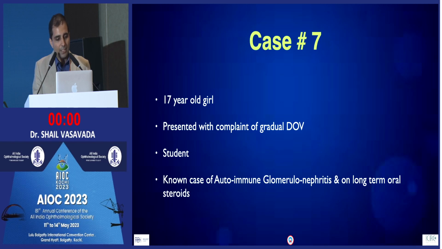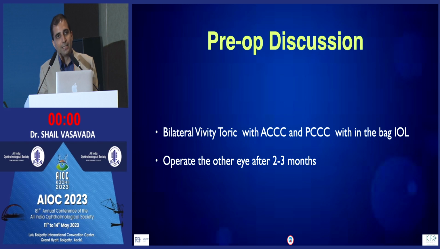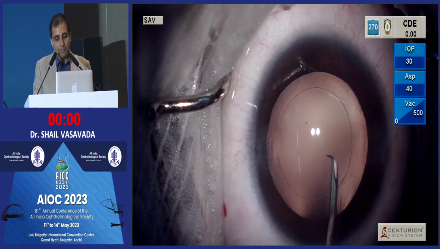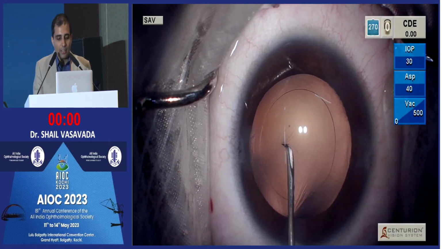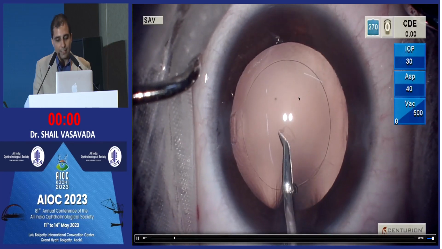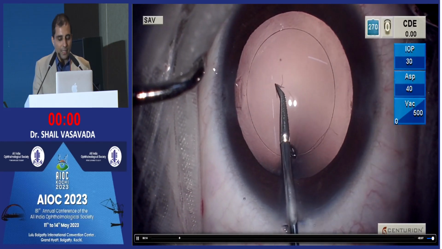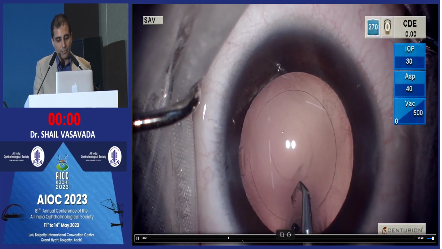Last case, a 17-year-old girl presents to us with decreased vision, a known case of glomerulonephritis and long term on oral steroids. She has now developed high myopia with astigmatism and a steroid-induced PSC. So we decided that we will consider doing a Vivity toric for her, and because these patients are likely to require YAG post-operatively, with our experience of doing PCCC in pediatric cataracts, we generally do PCCC even for older children, so that the need for YAG and other complications of YAG are eliminated.